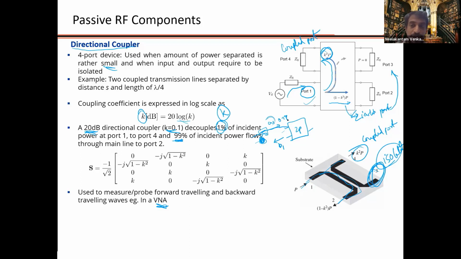So a directional coupler is an essential component in a vector network analyzer, a VNA.